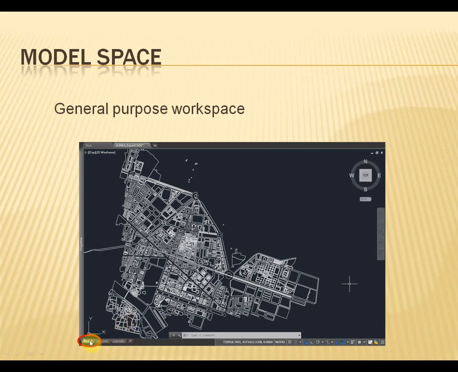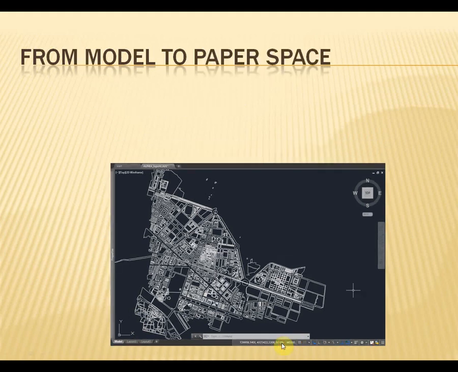Well, when you are in model space, you have the symbol of coordinates, this axis, and you have the word model in the status bar. So you can identify that you are in the model space with this tab and this word.